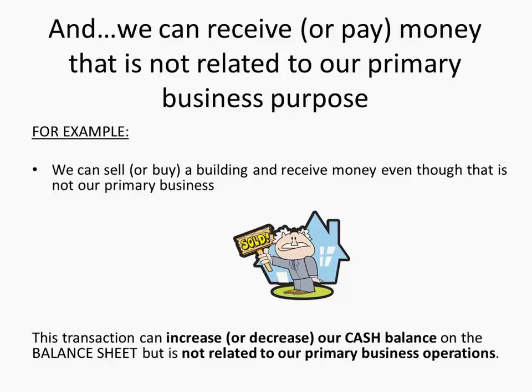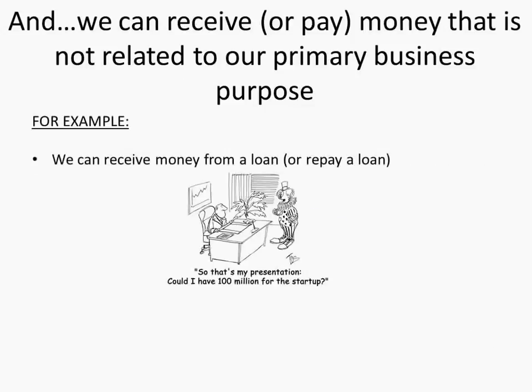So where we're going to go next, there's another way you can receive money that can give you a big infusion of cash. Any thoughts on what that could be? Loans. That's exactly right. You can also pay money to buy an asset, like a building, but I'm using the receive money. But you can also receive money from a loan, or on the flip side of that, repay some loan.